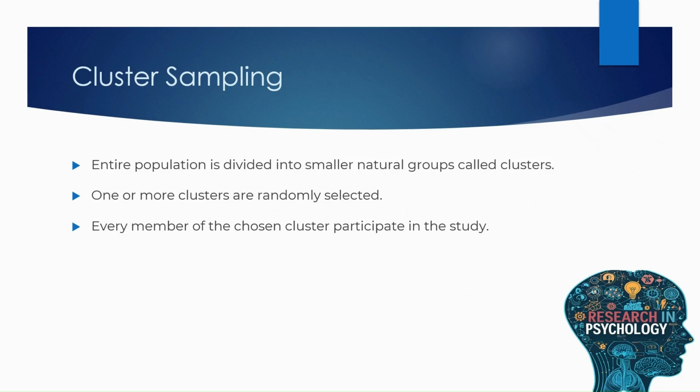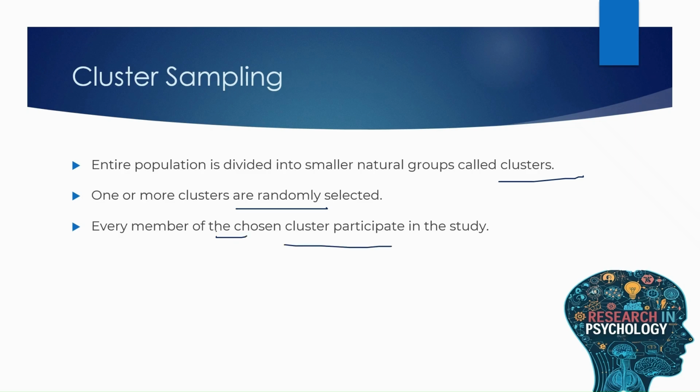Then next we have cluster sampling. Here the entire population is divided into smaller natural groups called clusters, and one or more clusters are randomly selected and every member of the chosen cluster participates in the study.